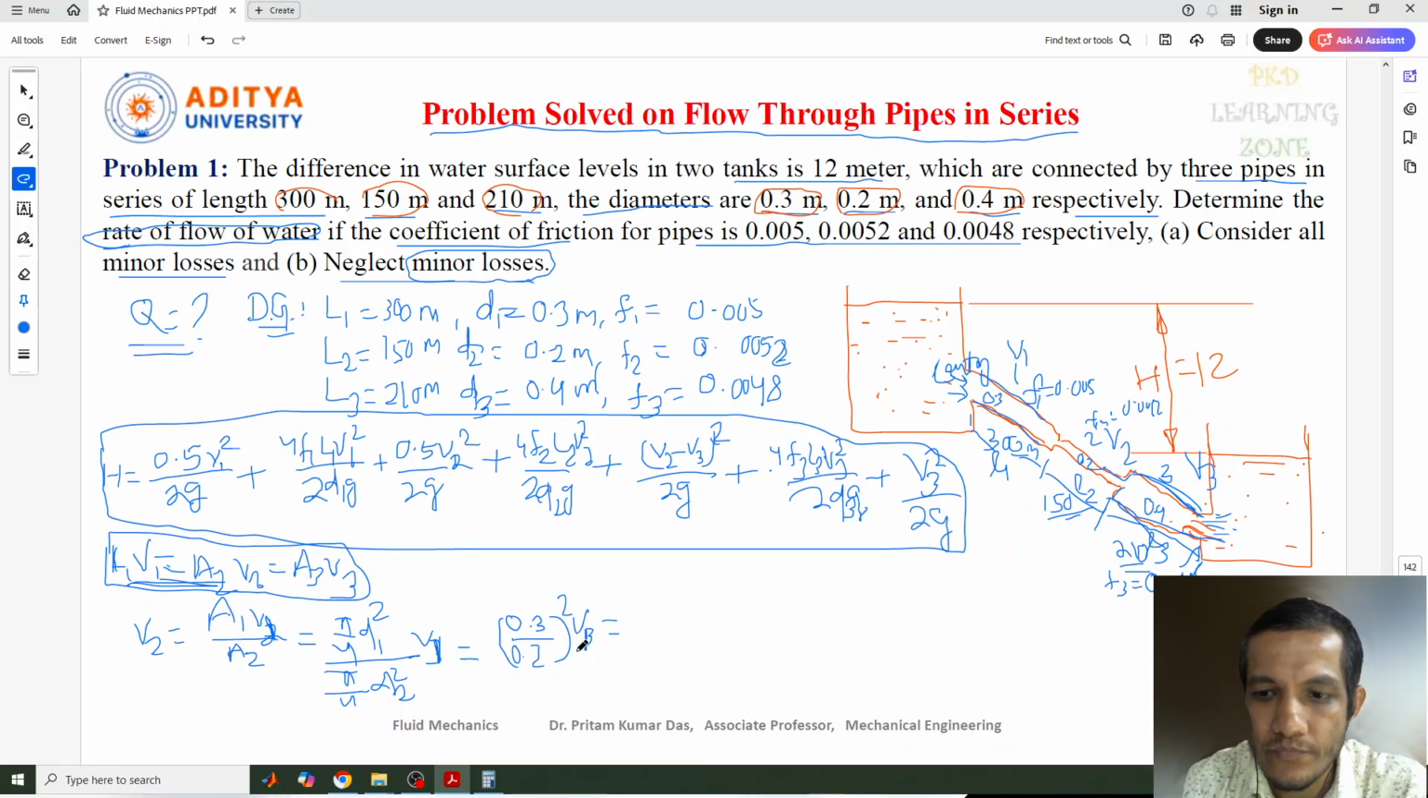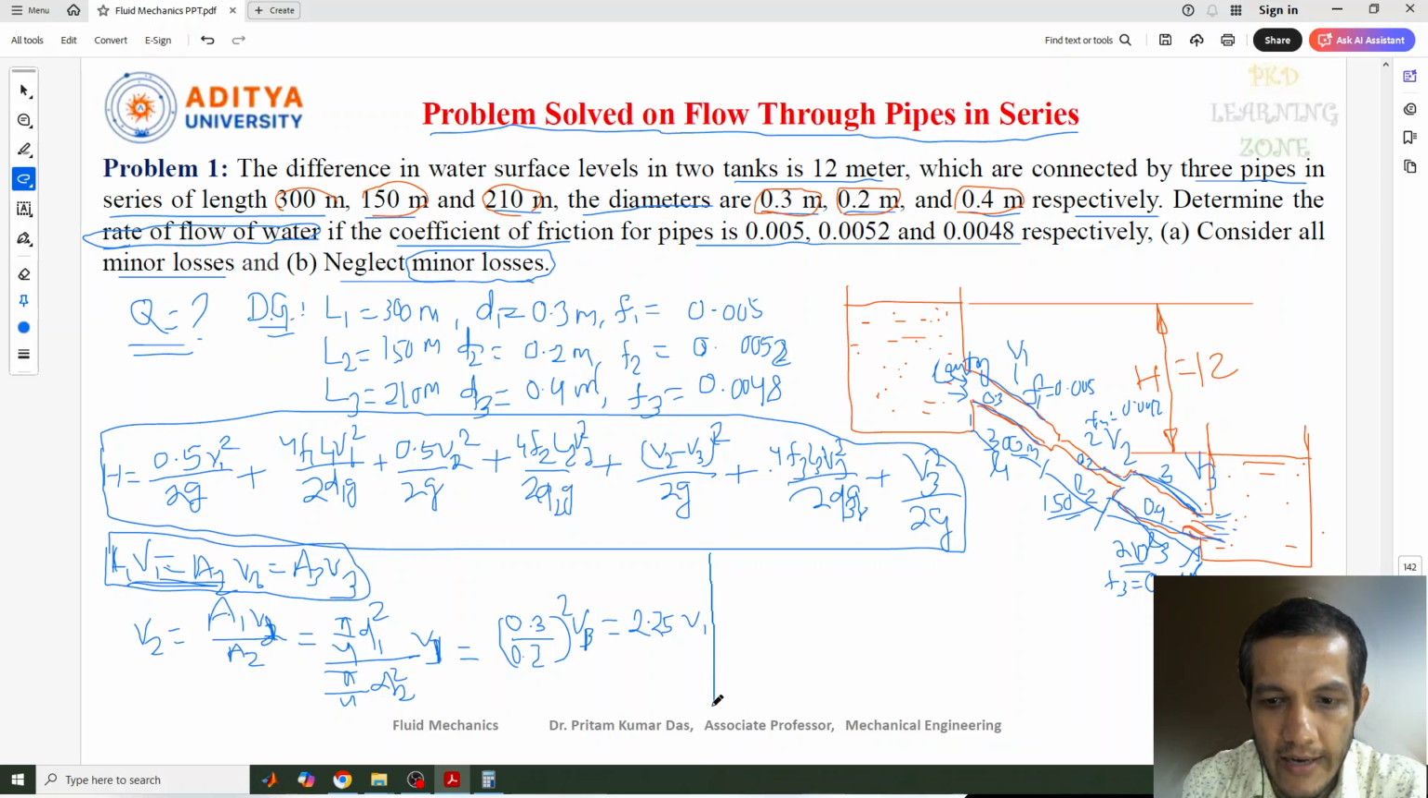So that's why I'm writing 3 by 2, and here we can write the whole square, which will be 1.5 squared, 2.25. So 2.25 into V1. Okay, this is one term.